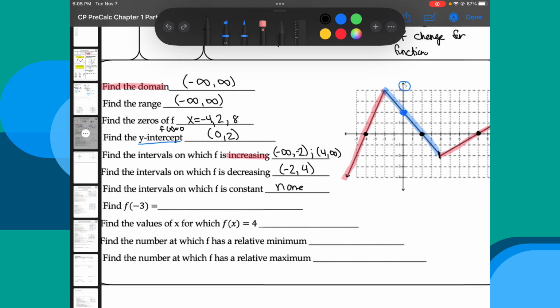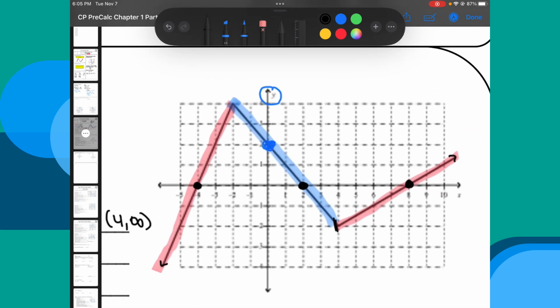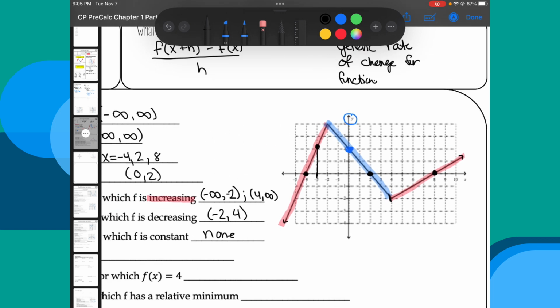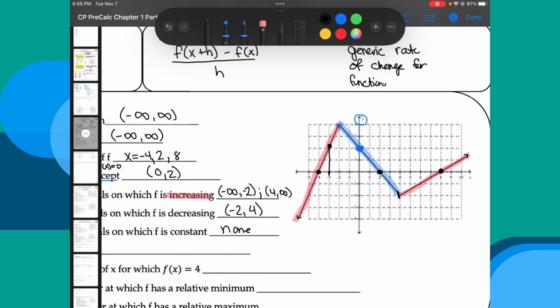Find f of negative 3. So this is telling us that the x value is equal to negative 3. So we're going to come over to our graph. We're going to find where x value is negative 3, and we're going to go up to our graph. So that's about 2. I would say it's about 2.